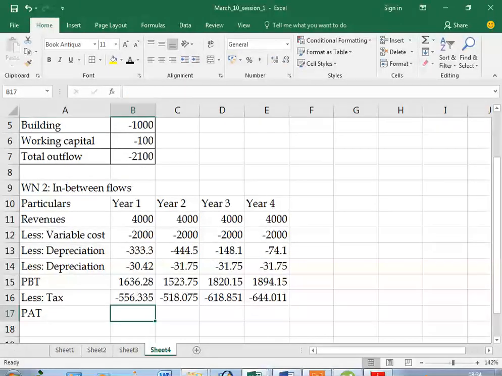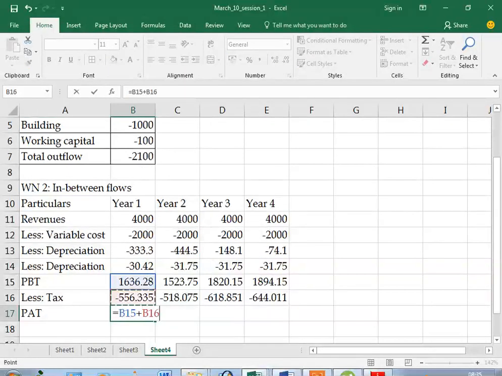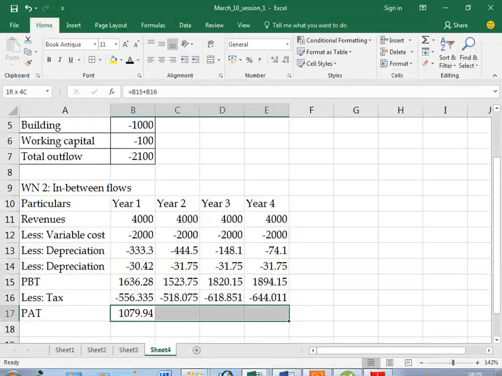PAT. Now assume if in an exam you are in an urgency to close a question, don't write tax, straight away write PAT is 66% of PBT. Hardly serves any purpose, but as a presentation people keep writing it. In case I am in an urgency mode, I will directly write PAT as 66% of PBT.